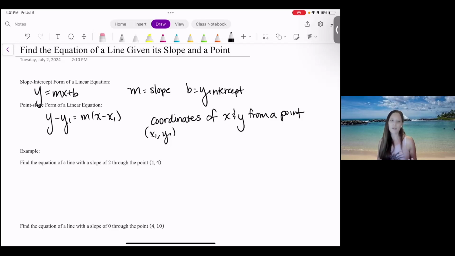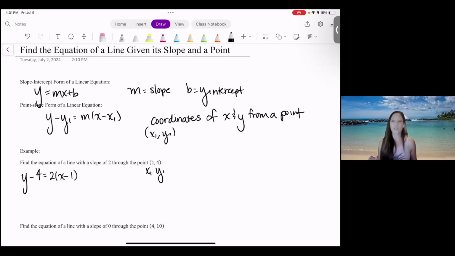But if I want an equation, I'm going to use point slope form. And my y and my x are not going to change. They're just going to be y and x. I'm going to leave that in the equation. But where I see y1, I'm going to put the y value. And where I see x1, I'm going to put the x value from the point. We're going to call x1 1, and we're going to call y1 4. I'm going to substitute those values in. That means I have y minus 4 equals, the slope is 2, times x minus 1.